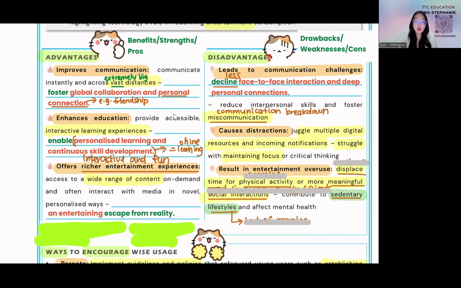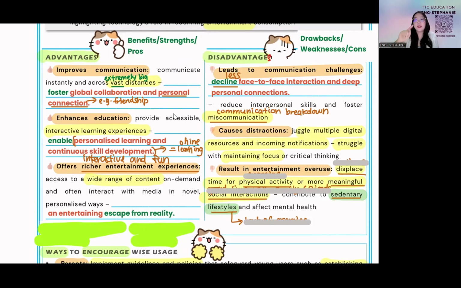Then the next one, it will also cause distraction. It's so convenient. You just have to click, then you can access multiple websites, apps, all that. So students, teenagers, generations nowadays will juggle multiple digital resources and incoming notifications, and it will cause them to struggle with maintaining focus or even critical thinking because everything is spoon-fed to them. You can access information so easily that you no longer need to think. You don't understand, you check Google, you get your answer, you don't even have to use your brain, then you just output it again. So this is the downside of it.